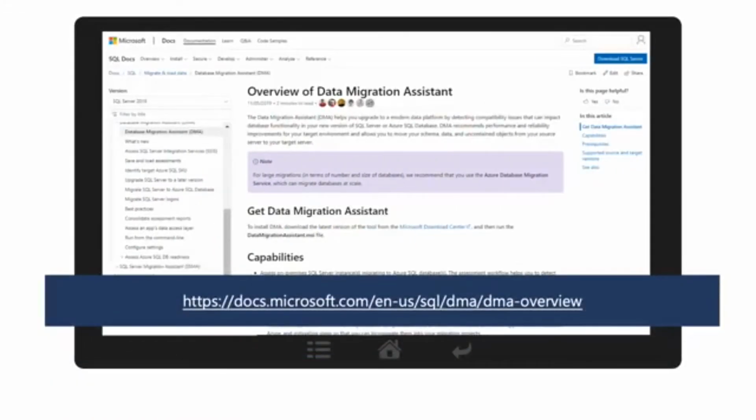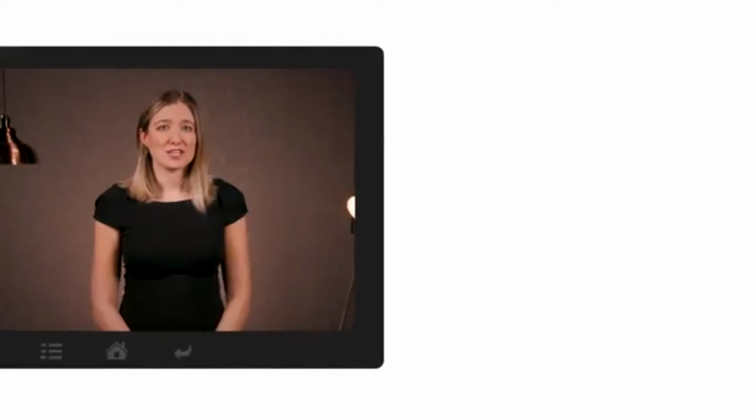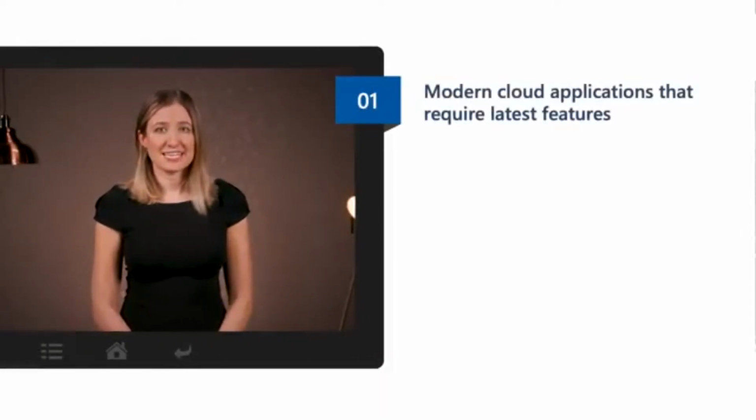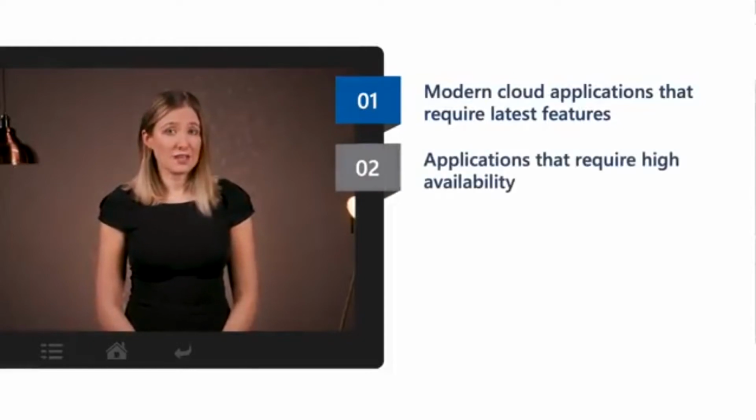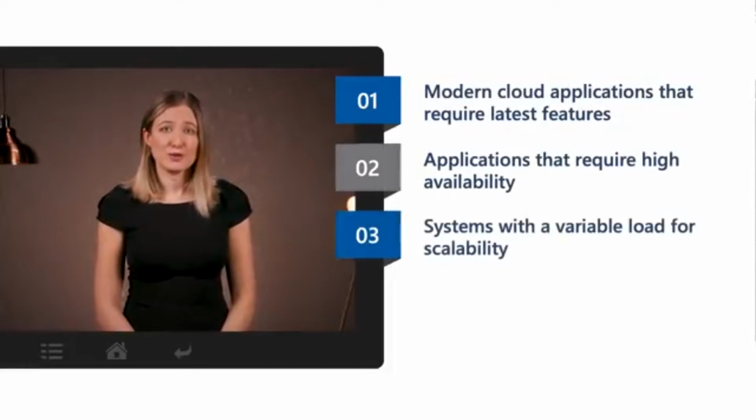You can use the Data Migration Assistant to detect compatibility issues with your databases that can impact database functionality in Azure SQL Database. For more information, see Overview of Data Migration Assistant. There is a link to this document from the additional readings at the end of this lesson. Azure SQL Database is often used for modern cloud applications that need to use the latest stable SQL Server features, applications that require high availability, and systems with a variable load that need the database server to scale up and down quickly. Let's now take a look at some of the business benefits associated with Azure SQL Database.